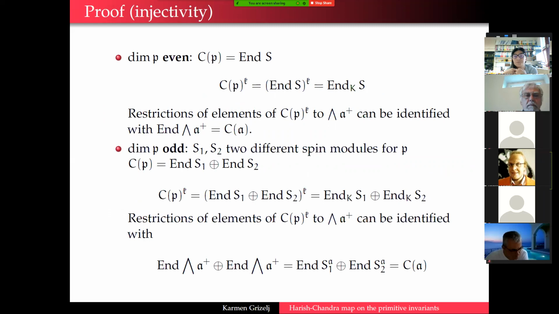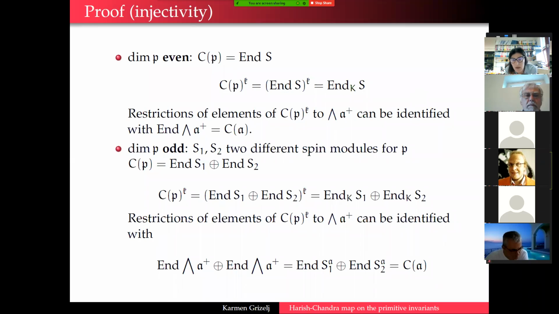That the Clifford algebra of P is the same as the endomorphisms of the spin module. To be precise, that's what happens in the case of even dimensional P. So we have an equality like this. In other words, K invariants in the Clifford algebra of P are the same as K endomorphisms of the spin module.